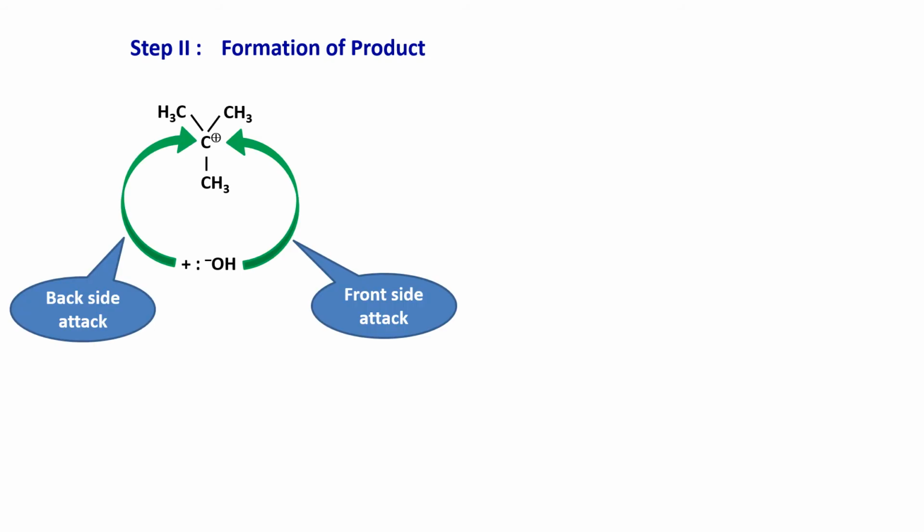In step 2, the nucleophile OH- ion attacks the carbocation and leads to the formation of product. This step is fast as it involves formation of a bond. The nucleophile OH- can attack the planar carbocation from either side. Front side is the side where the bromine atom was present initially, and back side is the side opposite to the bromine atom. A bond begins to form in the transition state.